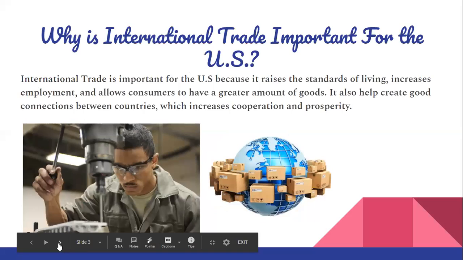Why is international trade important for the US? International trade is important for the US because it raises the standards of living, increases employment, and allows consumers to have greater amounts of goods. It also helps create good connections between countries, which increases cooperation and prosperity.